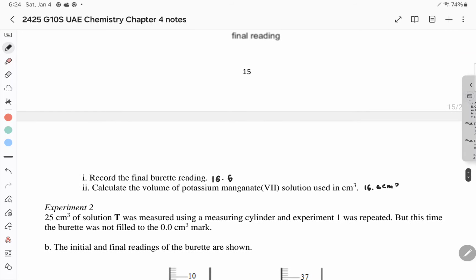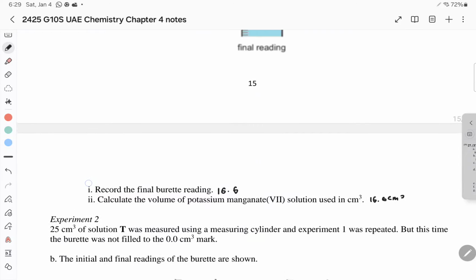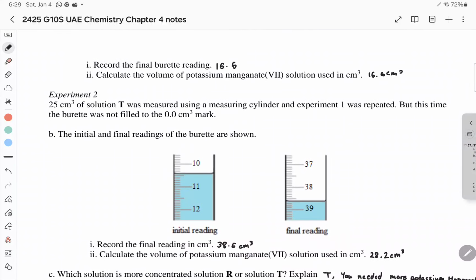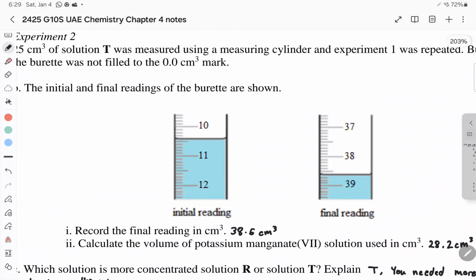Now, calculate the volume of the potassium manganate solution used in centimeters cubed. I just realized I accidentally paused it without noticing, and I was explaining to nothing. So anyways, the volume of potassium manganate solution used was 16.6 centimeters cubed, because you had to put enough to cancel out the solution you put. Now in experiment 2, 25 centimeters cubed of solution T were measured, and experiment 1 was repeated, but this time the burette wasn't refilled to the 0 mark.